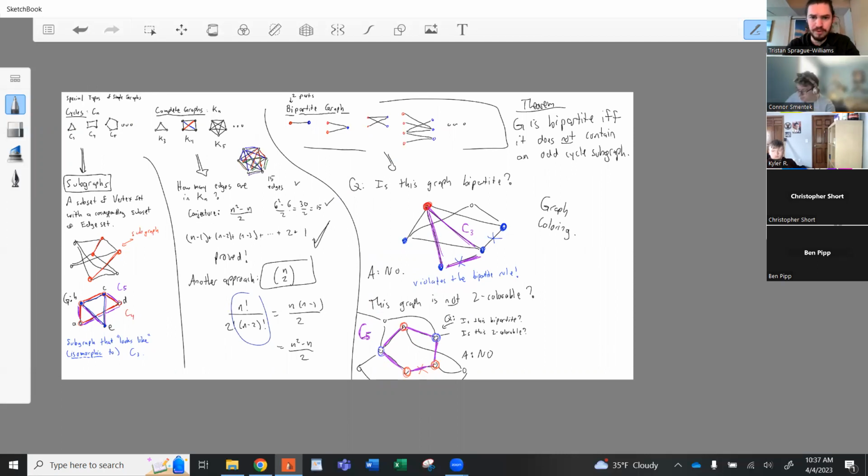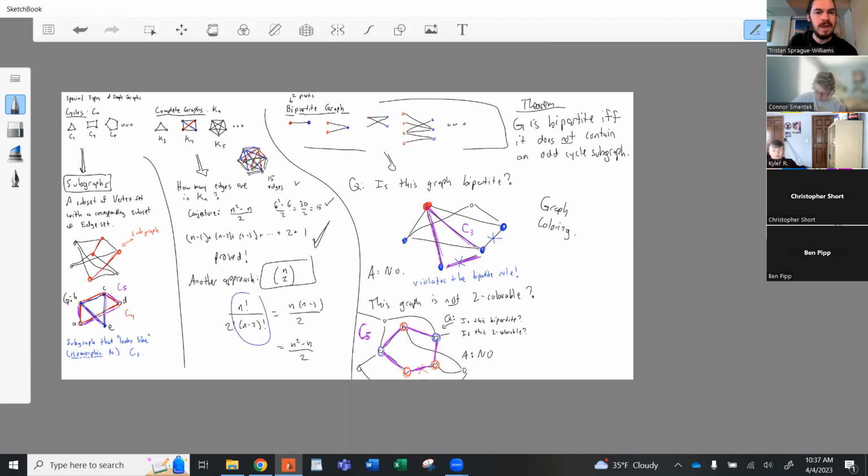I won't go through the whole proof, but it's a nice condition that you can check and sort of connect to the concept of being bipartite. Okay, so this is cool because it kind of ties together a few different things. It ties together the concept of a bipartite graph with the concept of graph coloring, and also the concept of subgraph containment and cyclic subgraph containment in particular.